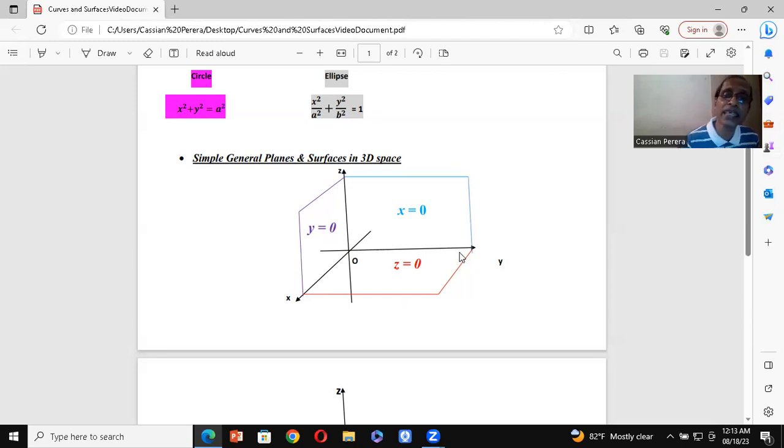We can say, what is the equation of the y-axis? x equals 0 and z equals 0.